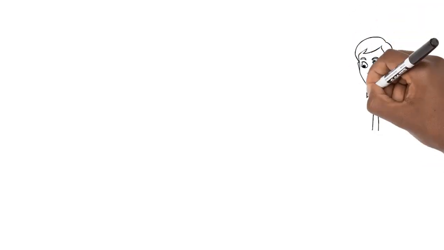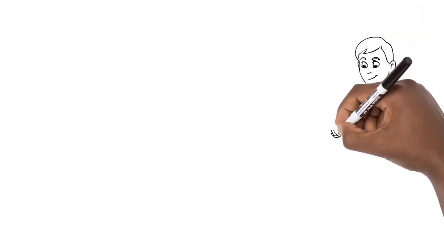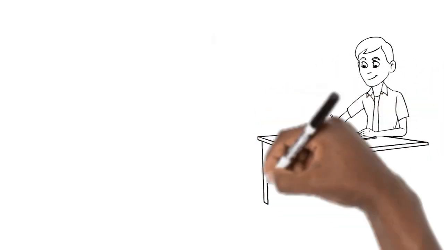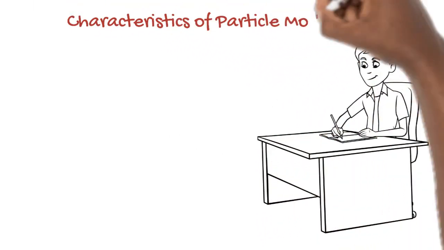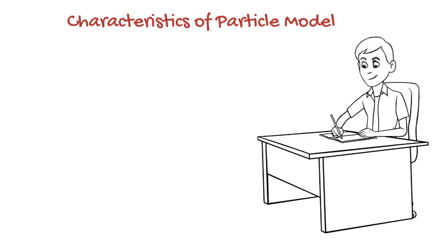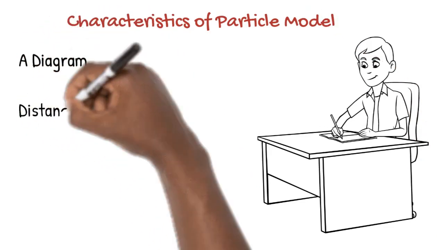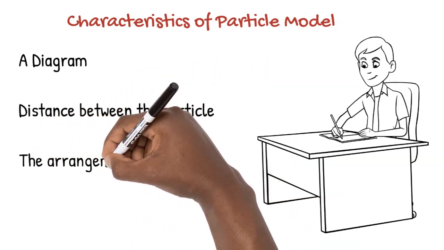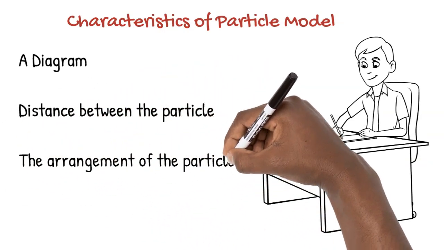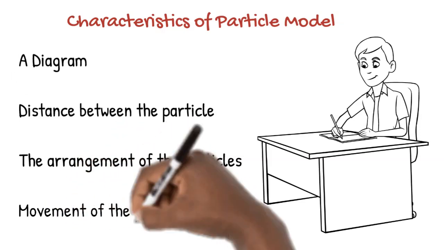In an exam, you may be asked to describe solids, liquids, and gases using the particle model. And you have to do that effectively using the characteristics of the particle model. You can draw a diagram, use the distance between the particles to describe it. You can also use the arrangement of the particles within the substance and the movement of the particles as well.